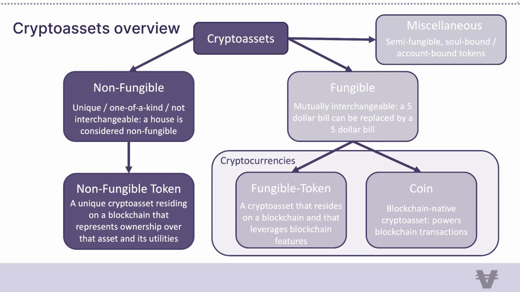So previously we discussed fungible crypto assets. Fungible means mutually interchangeable. So a $5 bill can be replaced by another $5 bill. And this brings us to the cryptocurrencies. Then on the other hand, we have non-fungible tokens, which are unique or not interchangeable. An example of that is a house, which is often considered non-fungible because of its unique location and it looks a unique way. Then we have non-fungible tokens, which is a unique crypto asset residing on a blockchain that represents ownership over the asset and its utilities.